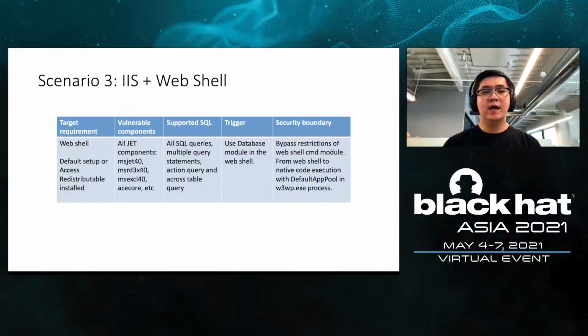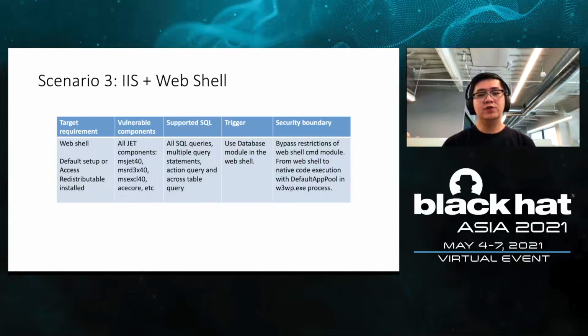Scenario 3, IIS and a web shell. Usually, if you have a web shell, you can execute commands with a command module in the web shell. But sometimes there are mitigations and restrictions to prevent web shell command module execution. In this case, native code execution capability is important since it can bypass any restriction or mitigation in the memory.